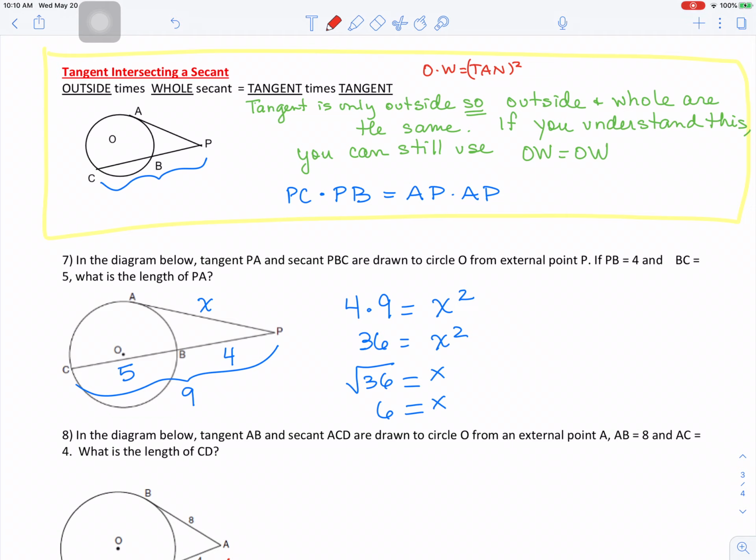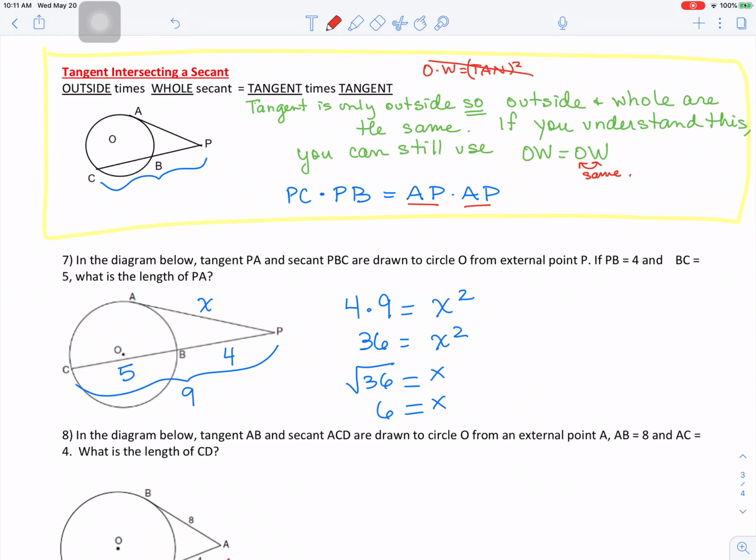To me, that's just another formula you have to memorize. And honestly, you're not taking the Regents, so you don't have to memorize them, but I want you to know how to do these for your ACT, SAT, PSAT. Studying that formula is not necessary. All you have to remember is the whole tangent is outside. So outside and whole, when you're talking about a tangent, are the same. So it's OW. That's it. You don't have to memorize a whole new formula if you don't want to.